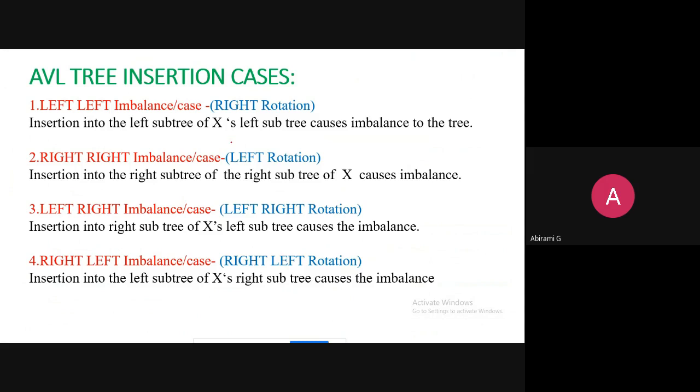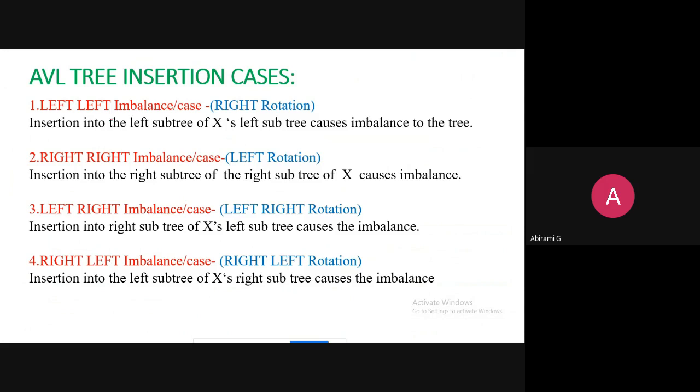What are the cases here? To make the binary search tree a balanced one, we do some operations. What operations? Rotation operation. It needs rotation. So what rotation does it require? How to make it a balanced one? For that, it has cases.